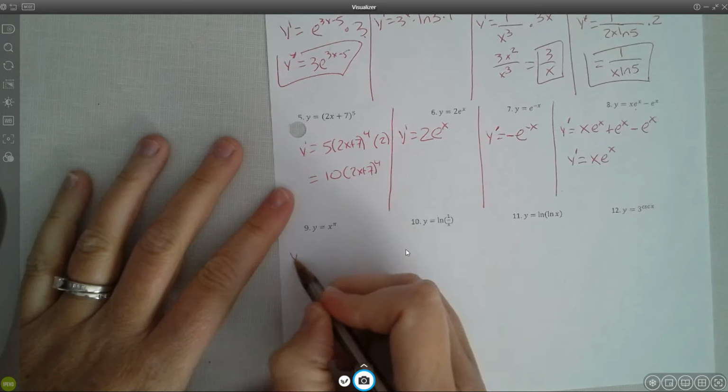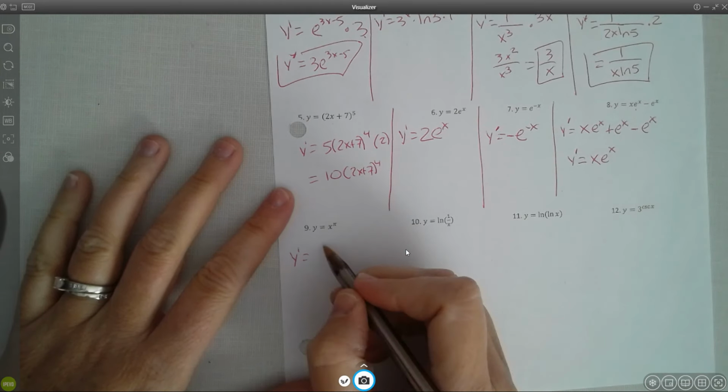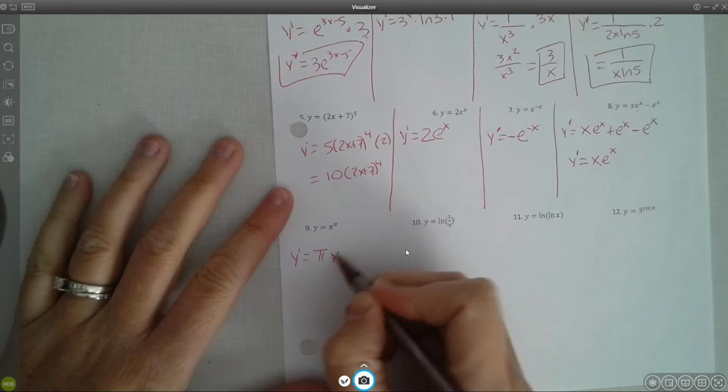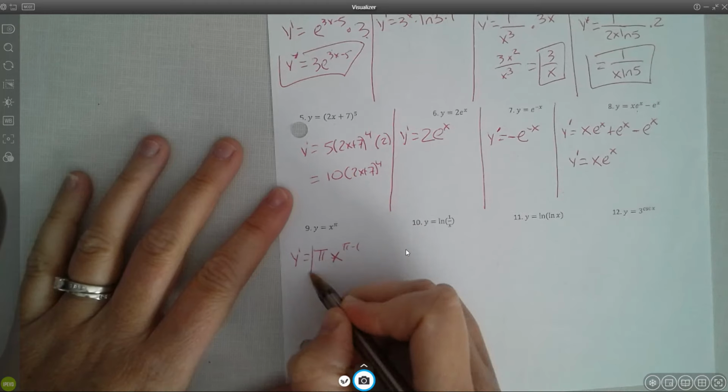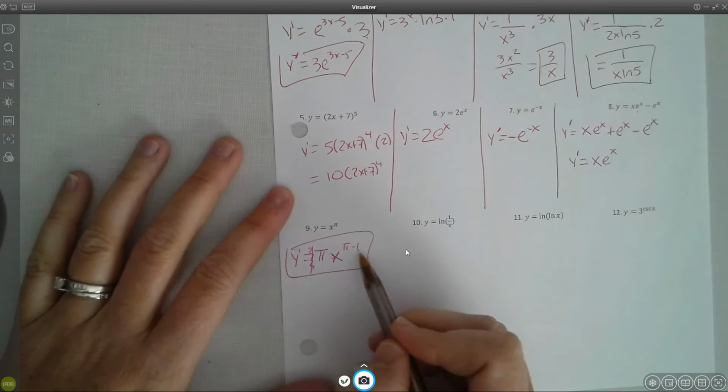So number 9, this is just a number. Pi is a number. So this was thrown on here just to try to trick you. So for this one, you bring down your power and you subtract 1 from it. So this is your derivative. So it's pi x to the pi minus 1.